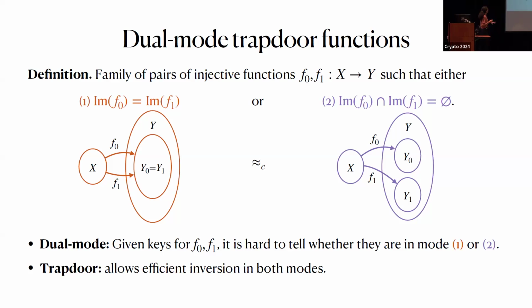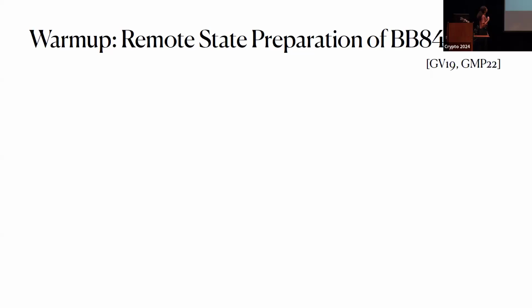Okay, so the security property requires that we're not able to tell which mode a particular pair of functions is in. And we also want a trapdoor that allows efficient inversion in both these modes. And this primitive shows up a lot in quantum crypto protocols. So to see why they're useful, let's look at the remote state preparation protocol for BB84 states to get some intuition. What are BB84 states?